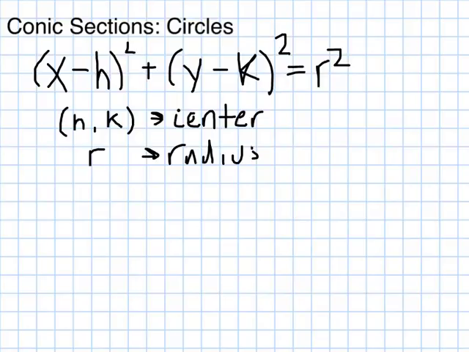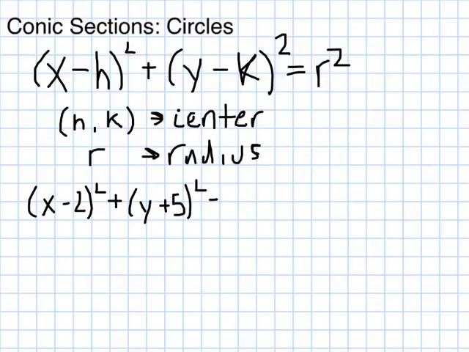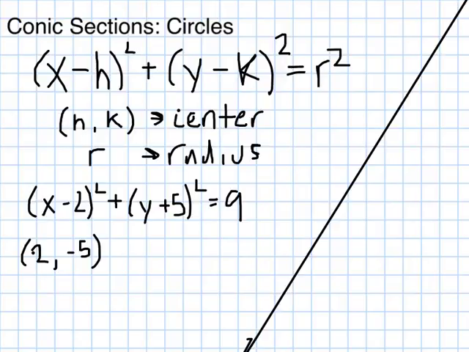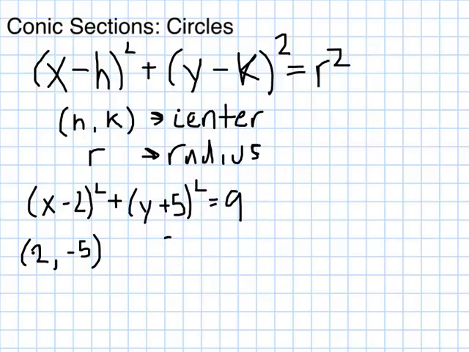So if you have an equation, (x minus 2) squared plus (y plus 5) squared equals 9, we can graph that and we can also find the center and the radius. Your center is going to be at the point (2, negative 5). Okay, 2, negative 5. And my radius is going to be the square root of 9, which is 3.